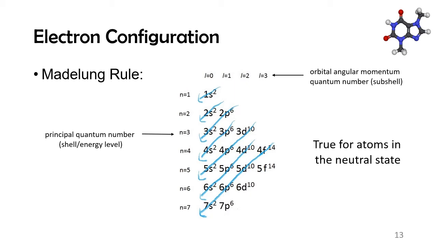The Madelung Rule has certain limitations in that it applies only to atoms in the neutral state. That is, it cannot correctly represent the electron configuration of ions. There are also some transition metals and lanthanides and actinides that do not follow the order as presented by the Madelung Rule.